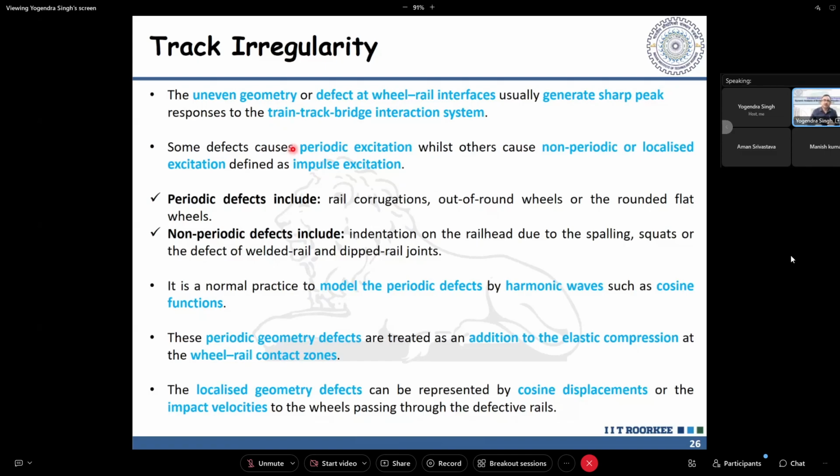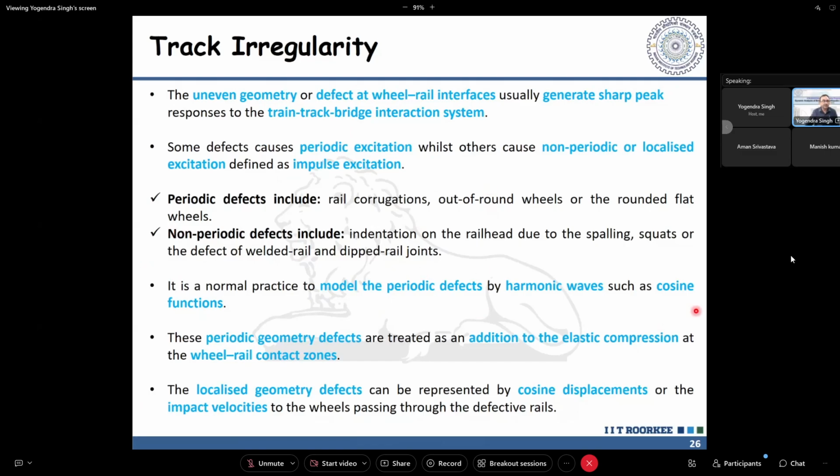When we are connecting the track at the joint, there is always an irregularity. With the movement of time, there may be settlement below the track, and due to that, there will be an irregularity. So a number of such defects are possible in the wheel as well as in the rail or the track system as a whole, which can cause track irregularities. And these track irregularities will excite the train to vibrate. And the more the train vibrates, the more will be the dynamic effect. So we need to consider these track irregularities also.